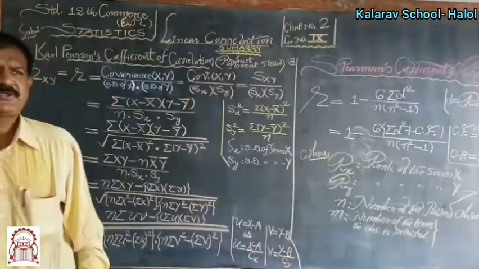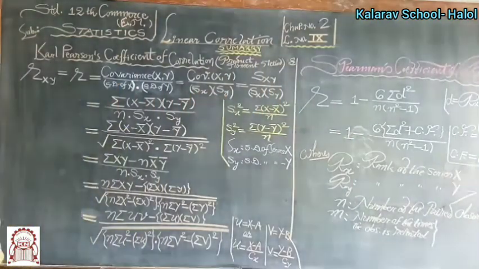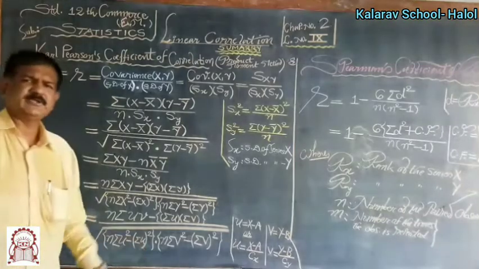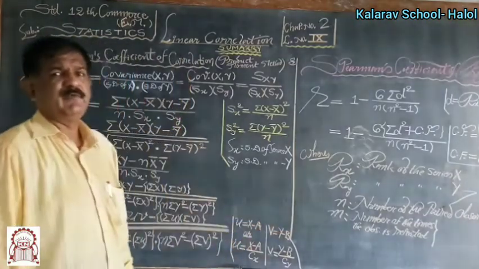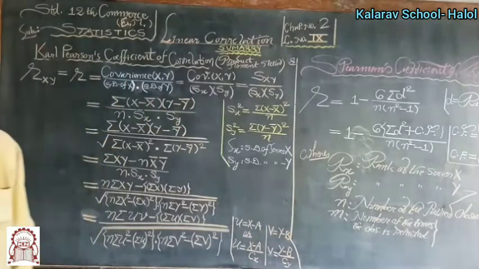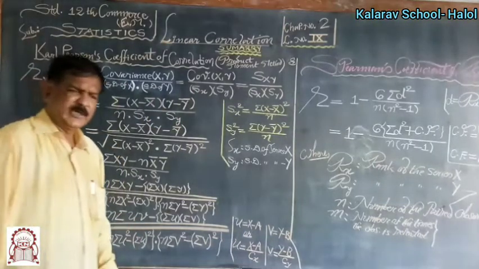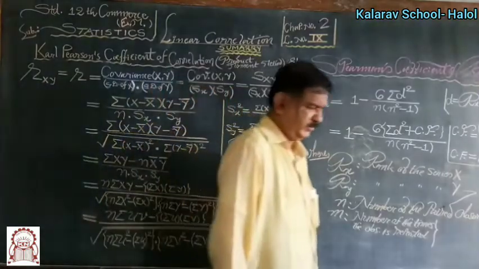We have discussed scatter diagram method, Karl Pearson coefficient of correlation, that is product moment method, and Spearman's coefficient of rank correlation. Today we are going to see the summary of the chapter.